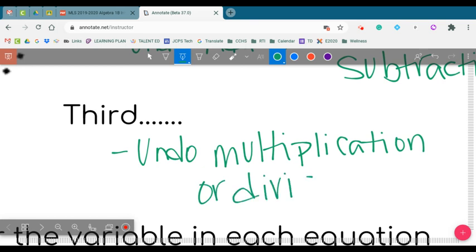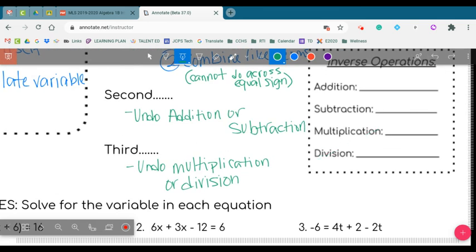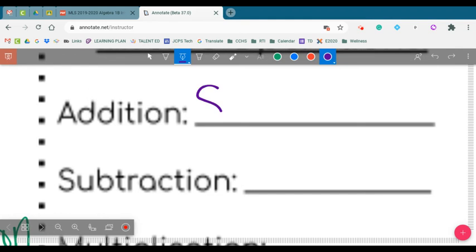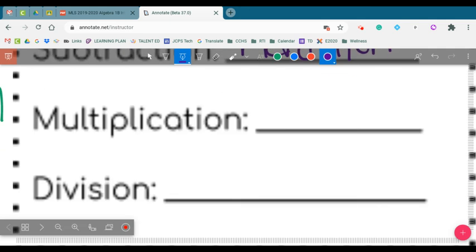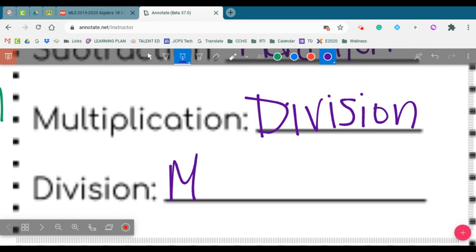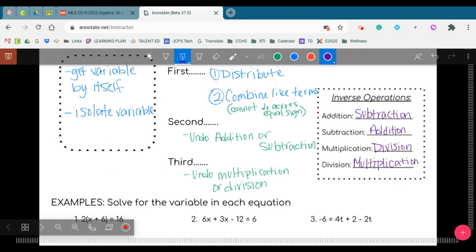I'm going to go over what our inverses are for all of our operations. The inverse for addition is subtraction. The inverse for subtraction is addition. The inverse for multiplication is division. And the inverse for division is multiplication. We've gone over these quite a bit, so I'm hoping you should know these by now. Okay, so let's go down and let's start solving these problems.